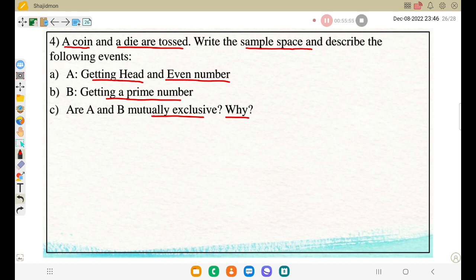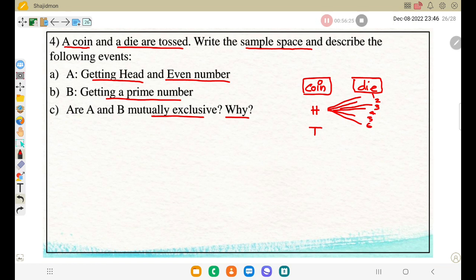We will start the question. A coin and a die are tossed. Correct? We have a coin. We have a die. We are tossing a coin and throwing a die. Coin means what are the options? Either head will be there or tail will be there. Correct? Now followed by a die. Die means how many options will be there? 6 options. So what are the 6? 1, 2, 3, 4, 5, 6. Correct? So write the sample space.